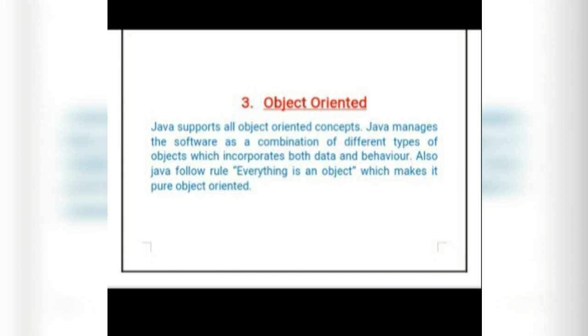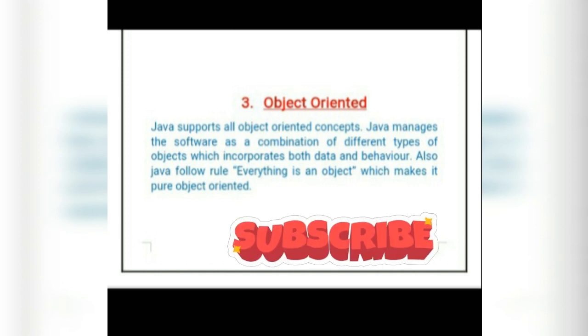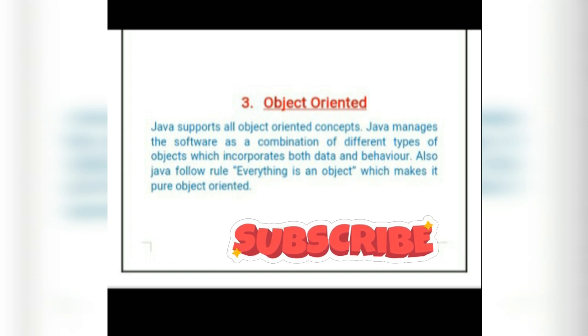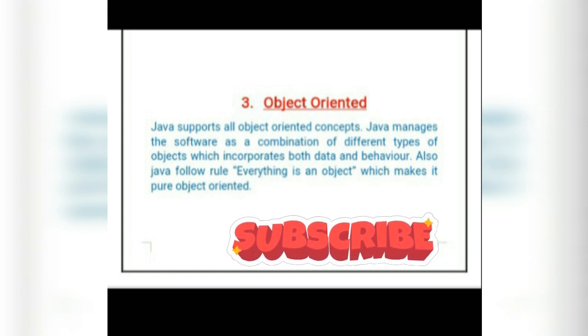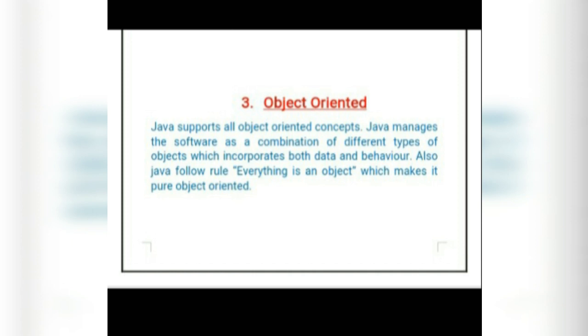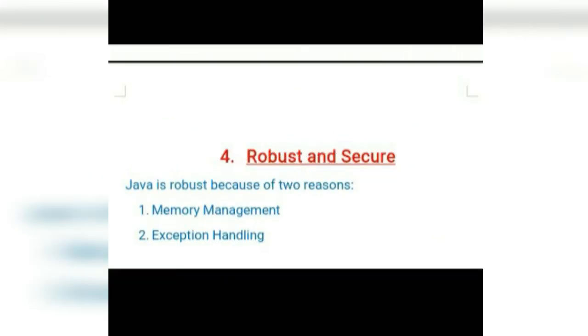Third, object-oriented. Java is a true object-oriented language. Almost everything in Java is an object. All program code and data reside within objects and classes. Java comes with an extensive set of classes arranged in packages that we can use in our program by inheritance. The object model in Java is simple and easy to extend. Hence, Java is object-oriented.